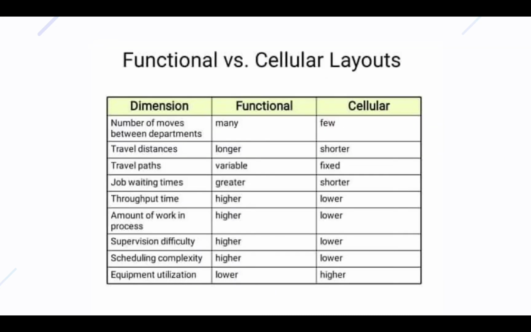Here are the differences between functional and cellular layouts. When it comes to the number of moves between departments, the functional layout requires many moves, but the cellular layout requires fewer. The cellular layout has shorter travel distances. The travel paths are fixed, job waiting times are shorter, and many more. Basically, the cellular layout is more efficient than the functional layout.